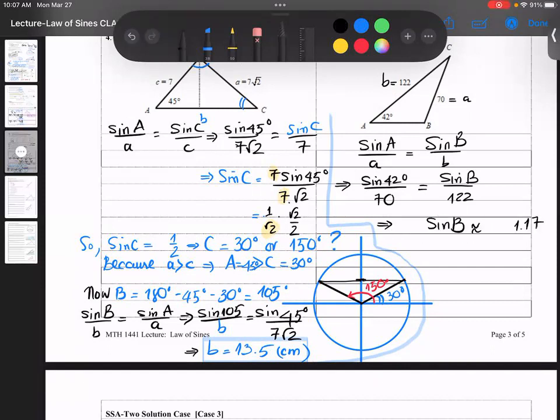Now, if I want to solve for B, I'm going to take sine inverse of both sides. But remember, sine inverse only takes what values? What's the domain? -1 to 1, right? 1.17 is too big. So you say because 1.17 is not inside the domain, which is from -1 to 1, you have no solution, then you stop. If you cannot solve, you stop. Therefore, there's no solution.